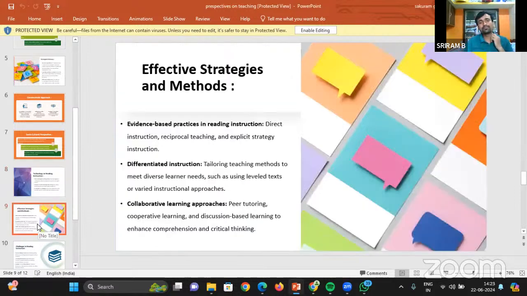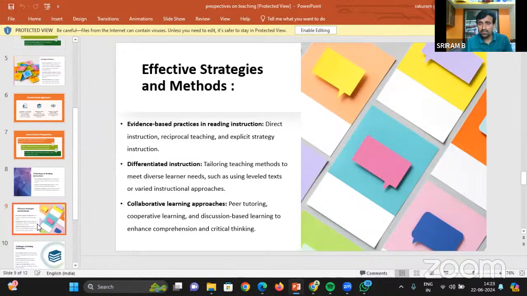Can anyone read? Please. Hello. Morning. I don't have cards even. Yeah. Can anyone read quickly, please? Yes, sir. Evidence based. Yes. What is that? Effective strategies and methods. Okay.